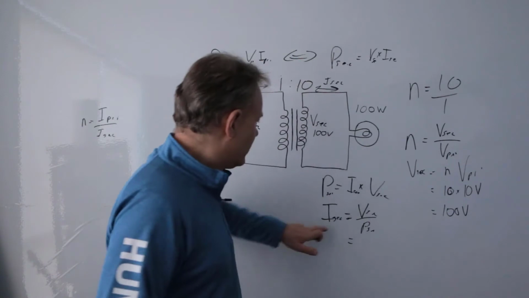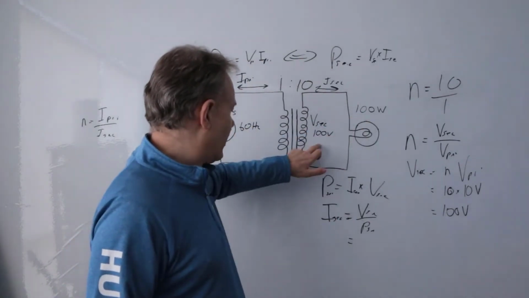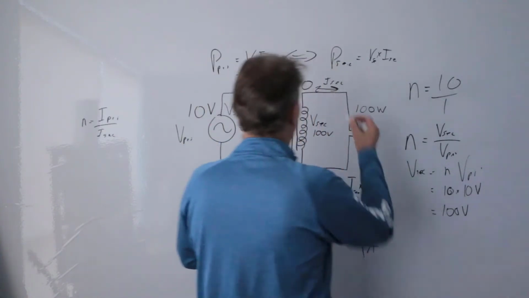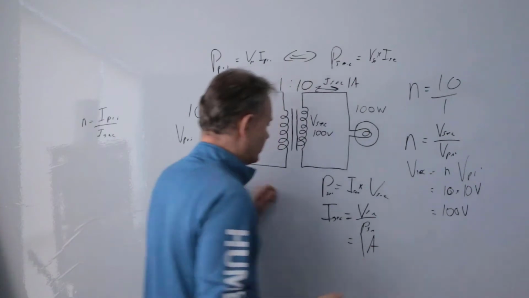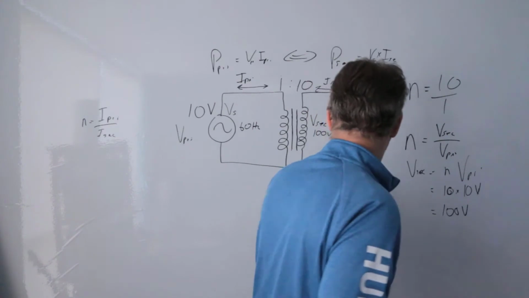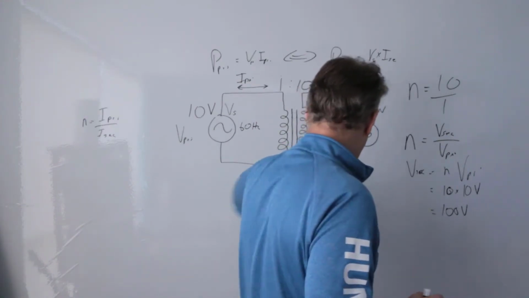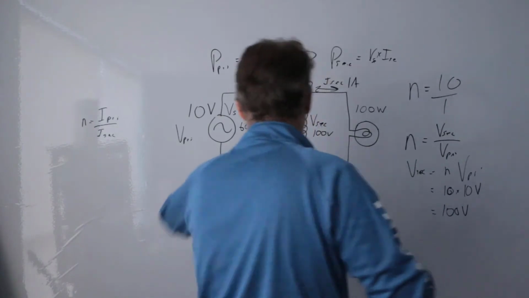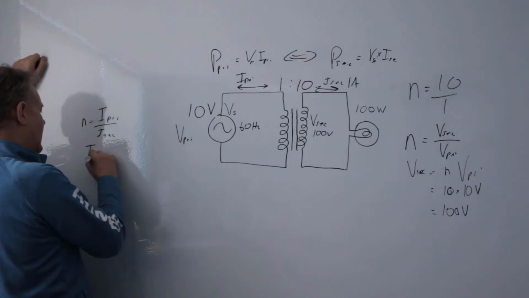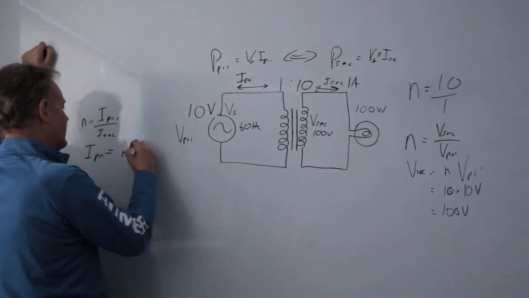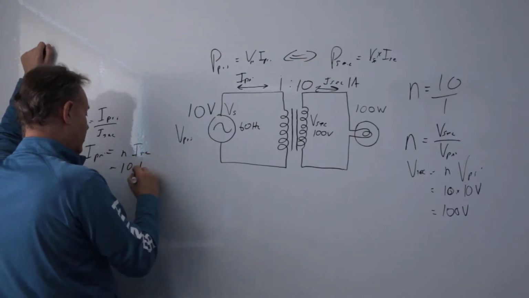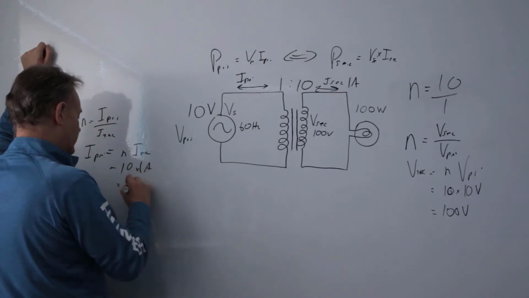This is pretty easy here. I've got 100 and I've got 100, so it looks like it's 1 amp. So I'm going to write over here 1 amp. Okay, good. Now I'm going to get rid of that so we can move forward. That was a nice, easy, quick fix. So in this case, I'm going to use my turns ratio to find my current over here. I need to calculate the primary. So my I primary is going to equal N times I secondary. In that case, it's 10, and the I secondary is 1 amp, and that equals 10 amps.